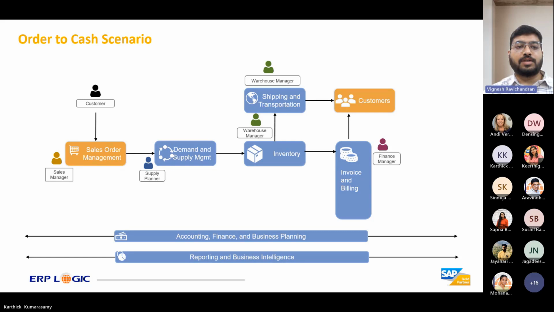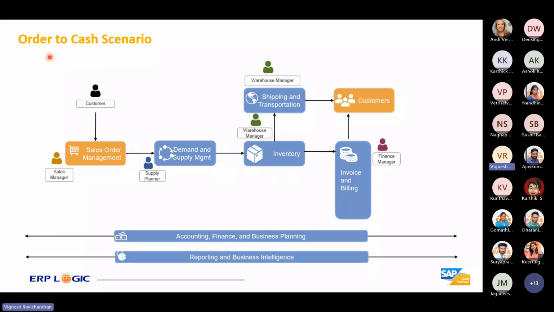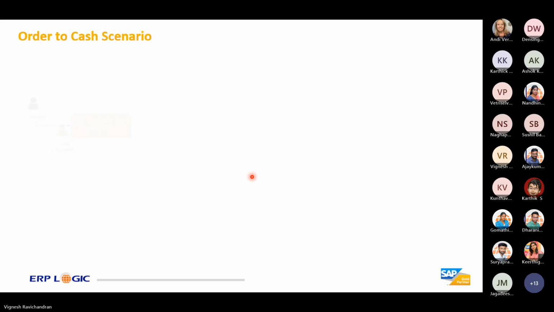In this webinar, I will provide you with key information about the features and capabilities of the OTC process, which is in sales. As you all know, the order to cash scenario is one of the key sales processes, which starts with creating a sales order and supply planning, dispatching the goods to the customers, and finally invoicing the customer.